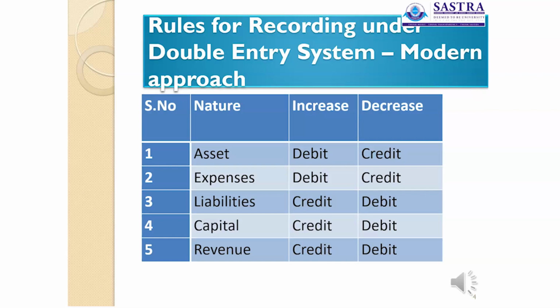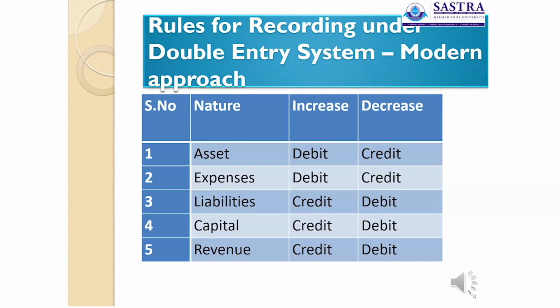Next one is revenue income. Owner's equity is increased by the amount of revenue income. Outsiders' liabilities: when the liabilities increase, outsiders' accounts are credited. When liabilities decrease, their accounts are debited. That is, when liabilities increase, outsiders' accounts are credited. When liabilities decrease, their accounts are debited.